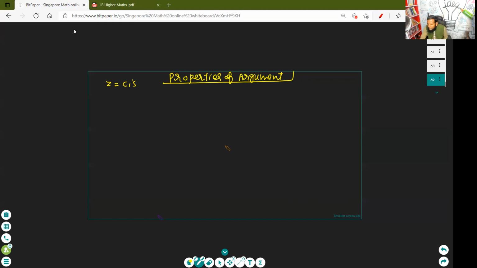z1 is equal to cis theta, and z2 is equal to cis phi. Can you tell me z1 z2? Write it. It is cis. Okay, good. So z1 z2 is cis theta plus phi. Cis theta plus phi. Clear? So you understand, what is the argument? Argument of z1 z2.